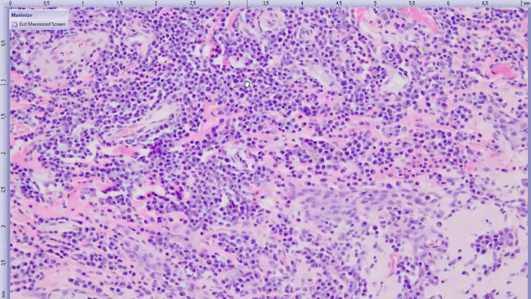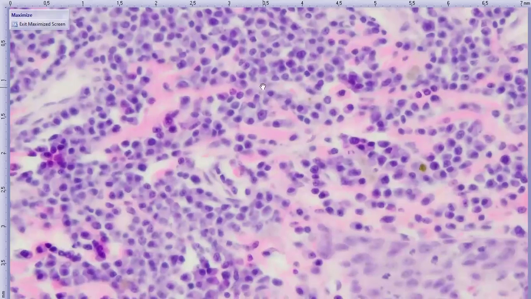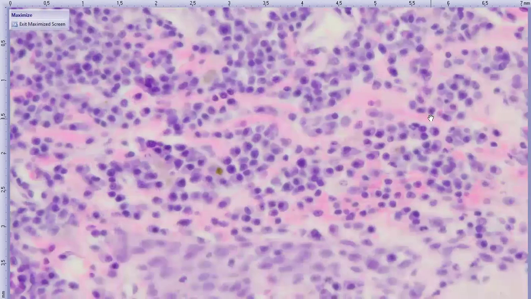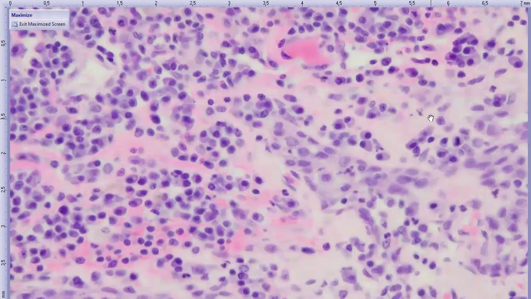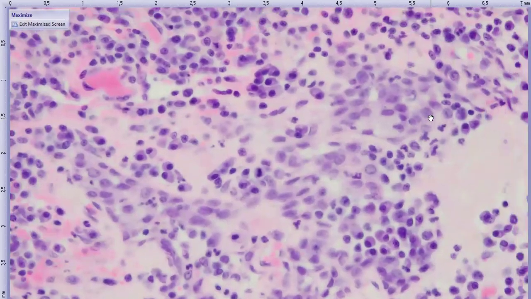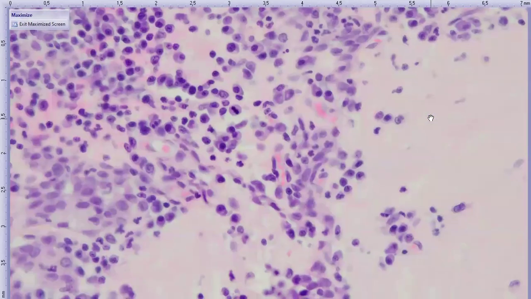More so. Oh, we can even go closer. Here we go. So we have lots of plasma cells here. We have this nice little perinuclear clear zone and kind of eccentric nuclei. So lots and lots of plasma cells. It's very plasma cell rich inflammation. There are smaller lymphocytes in here as well. And in some areas, we do start to get some neutrophils.